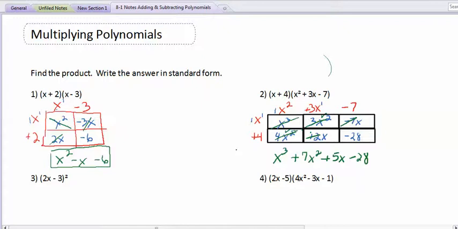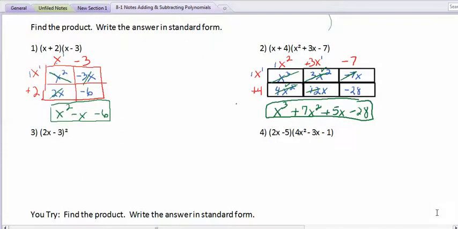3, 2, 1, none. It is, and this is my final answer right here. Okay, so the next one. The next one looks a little different, so we need to move it down. It doesn't look like a 2 by 2, but actually it is.